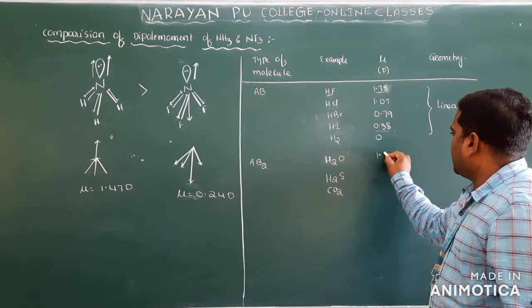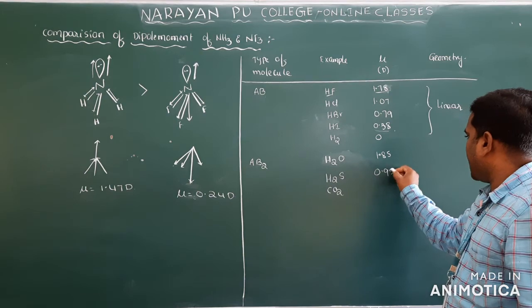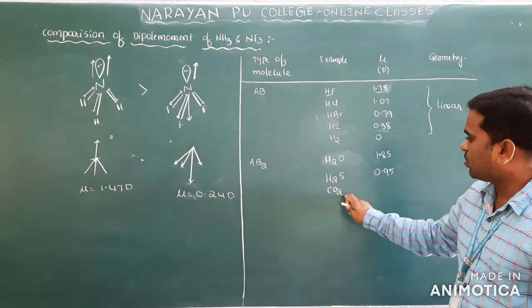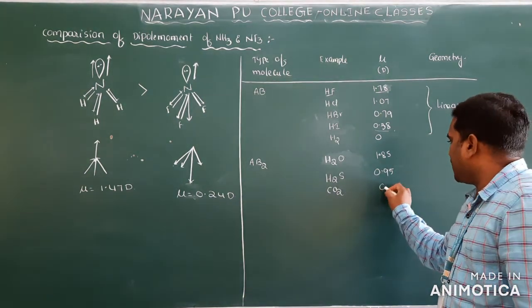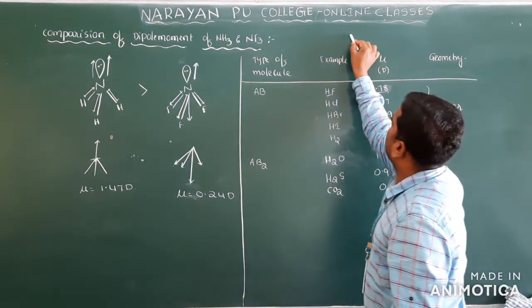Dipole moment is 1.85, 0.95, and here CO2 is there. CO2, what is the dipole moment? 0. I already mentioned CO2 dipole moment is 0, because this is the C double bond O.